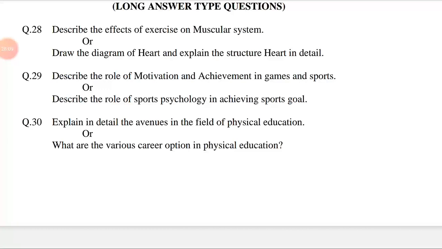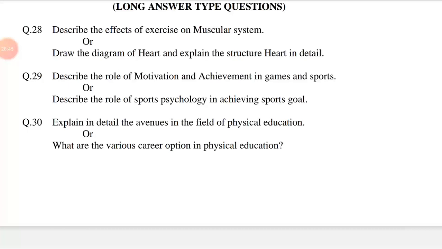Extra. Or draw the diagram of heart and explain the structure of heart in detail. Diagram means showing the appearance. Heart, heart is a muscular organ about the size of a fist. Structure, form, object constructed from several parts. Detail, particular. This question is also related to chapter number 2, physiological aspects of physical education.